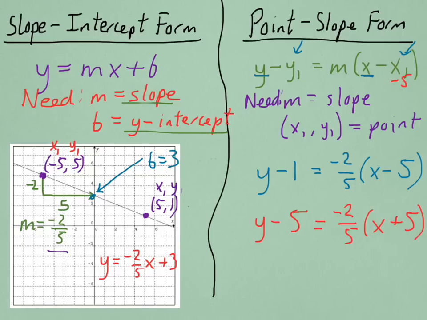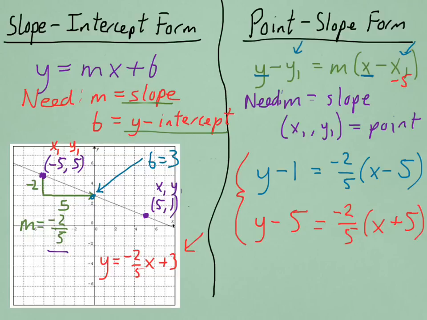So there you go. Now, can all of these really be equations for the same line? Well, yes, actually. You can use the distributive property to convert both of these equations to slope-intercept form, and they will all give you y equals negative 2/5 x plus 3. Try it out if you don't believe me.